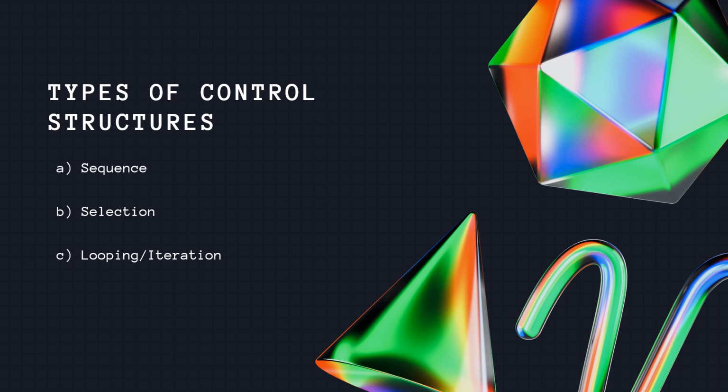We have three types of control structures. The first one is sequence, second is selection, and third is looping, also known as iteration.